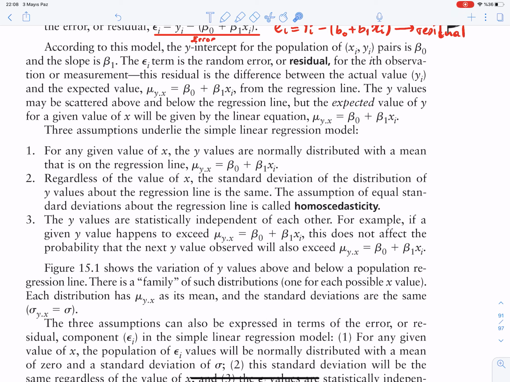For any given value of x, as I mentioned at the beginning of the lecture, the y values are normally distributed with a mean that is on the regression line. This is one of the most significant assumptions, and it is required for the linear regression model. Regardless of the value of x, the standard deviation of the distribution of y values about the regression line is the same. The assumption of equal standard deviation about the regression line is called homoscedasticity.